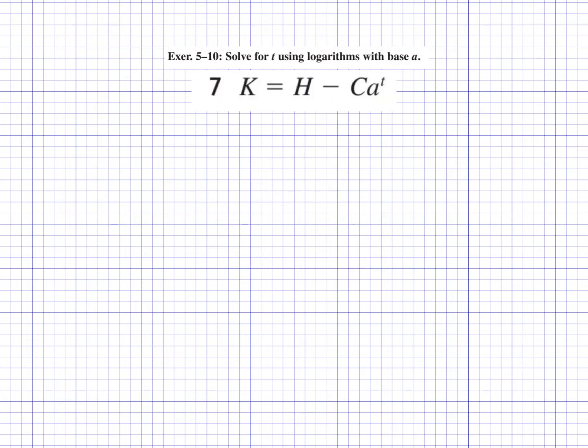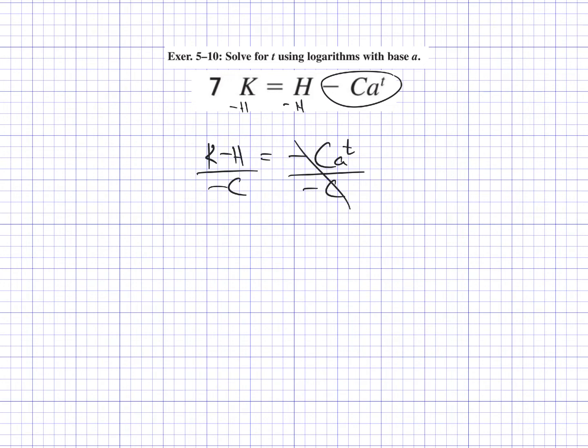Okay, next one, we got to get t by itself, so we're going to subtract h. So k minus h equals, don't drop the negative. Okay, we're going to divide off a negative c. Okay, so now k minus h over negative c is equal to a to the t. And so now that's our base, so I'm just going to flip-flop these. Log base a of the answer, k minus h over negative c, is equal to the exponent. The exponent's always the answer.